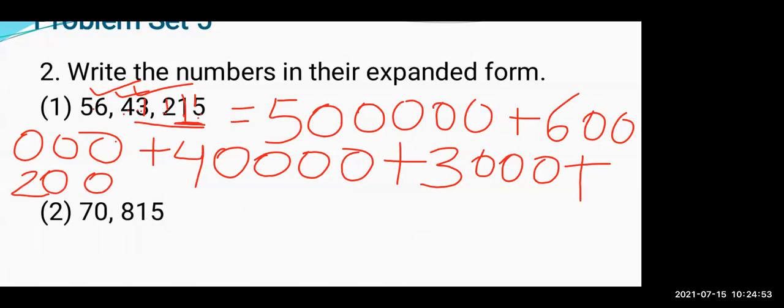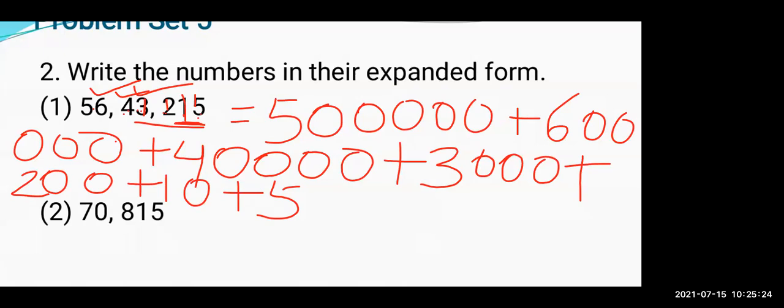100. So it will become 200 plus 1. After 1, how many numbers are there? Only one number is there. So we will put 1 zero. So it will become 10 because 1 is in the place of 10 only. And last, what is remaining? 5. What is the place of 5? The place of 5 is unit. So 5 ones is 5 only. So this way you are going to write down the expanded form.